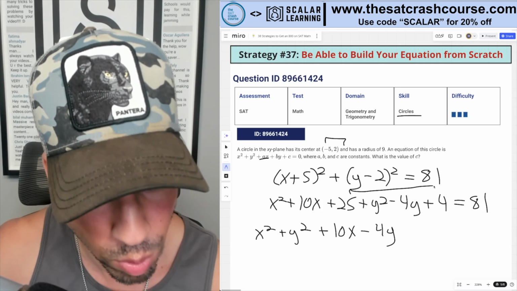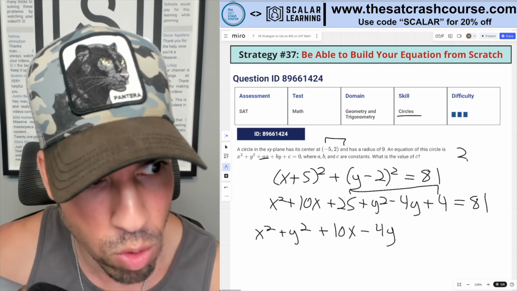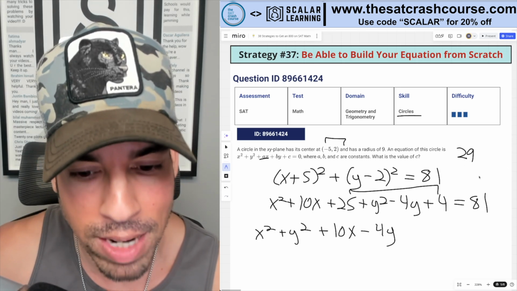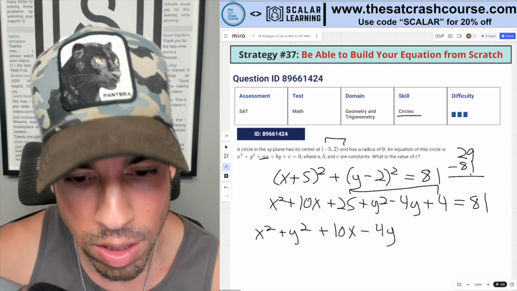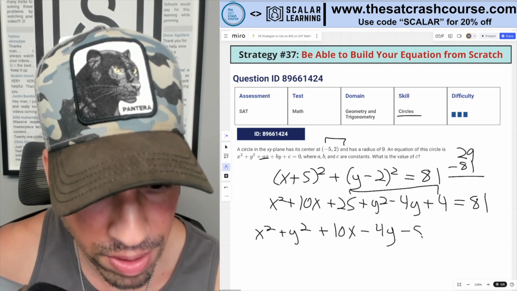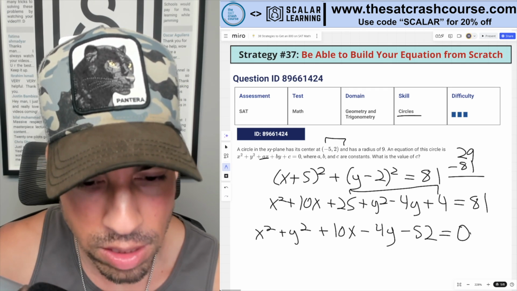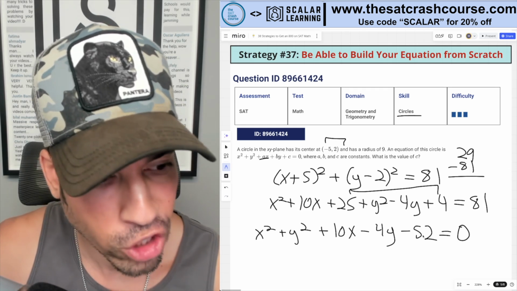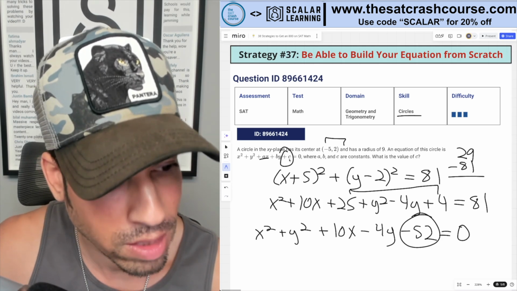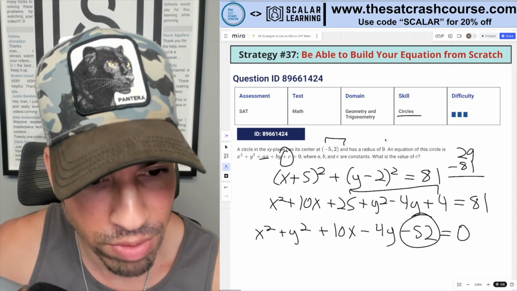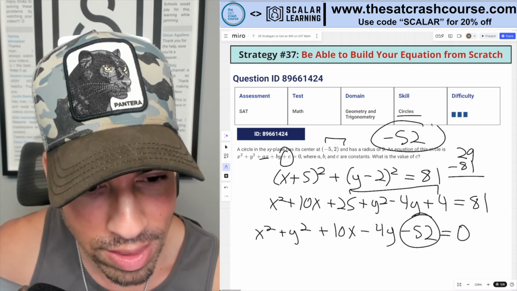Check this out. 25 plus 4 is 29. But then I'm going to be minusing 81, right? So 29 minus 81 is going to give me -52. And then we got 0 on that side. And again, we're trying to match this constant with c, and it's right there for the taking, right? C, that constant, matches up with -52. -52 is the winner. That's how you do it.